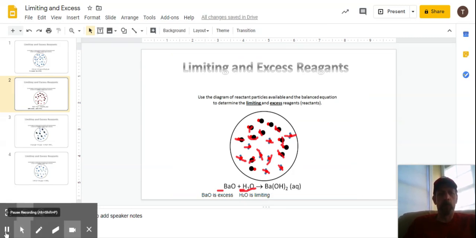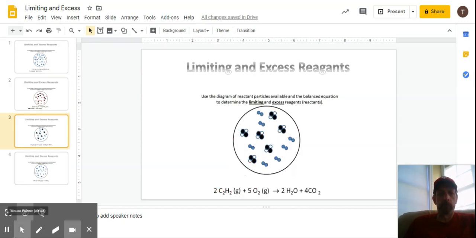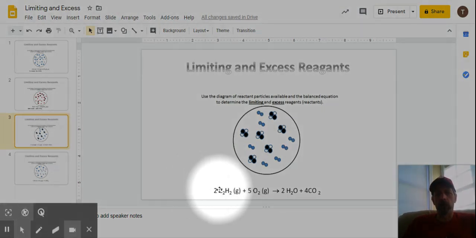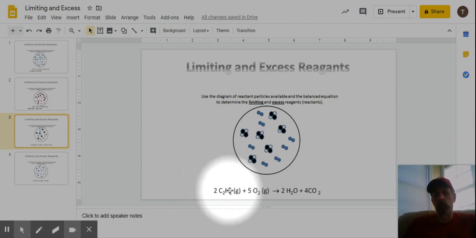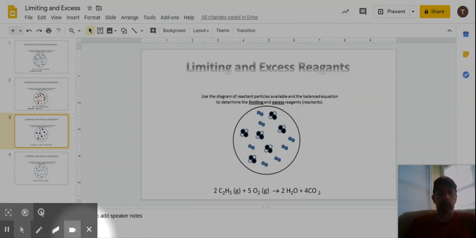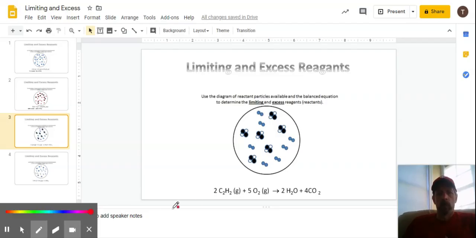I'm going to suggest you pause this video to try the next example. Before you start, make certain that you're considering just the reactants, C2H2, which is a chemical known as acetylene, and O2, which obviously is the element oxygen. Take note of the ratio represented by the coefficients. Pause the video and see if you can determine which is limiting and which is excess.